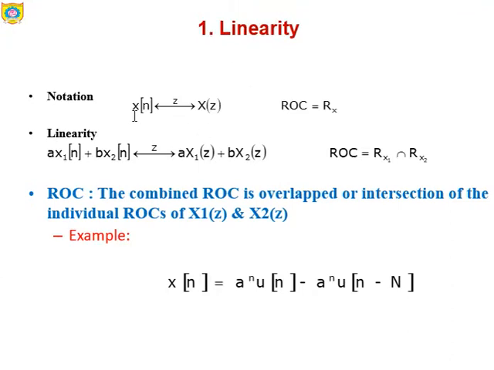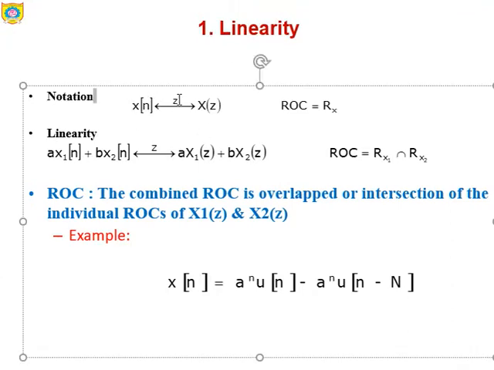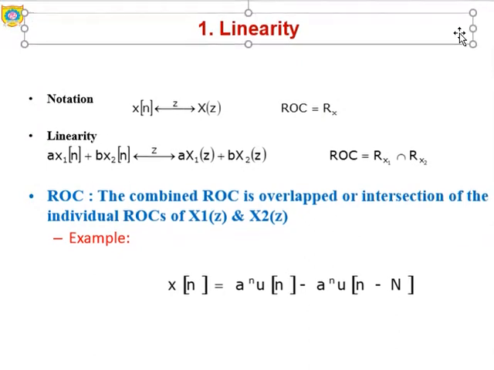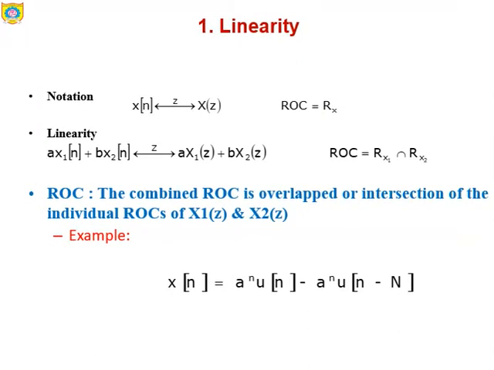In this linearity property, when we say that x of n has the Z transform, that is X of z, we can easily obtain what exactly the linearity means. So linearity means, when we go for the expression a times x1 of n plus b times x2 of n, it will have the Z transform, that is nothing but a times capital X1 of z plus b times capital X2 of z.